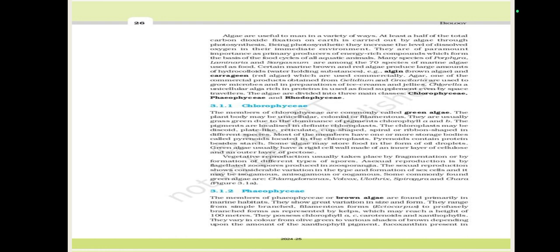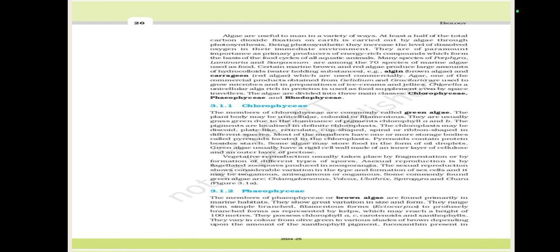Most of the members have one or more storage bodies called pyrenoids located in the chloroplast. Pyrenoids contain protein besides starch. Some algae may store food in the form of oil droplets. Green algae usually have a rigid cell wall made of an inner layer of cellulose and an outer layer of pectose.